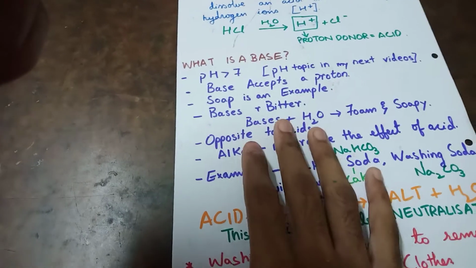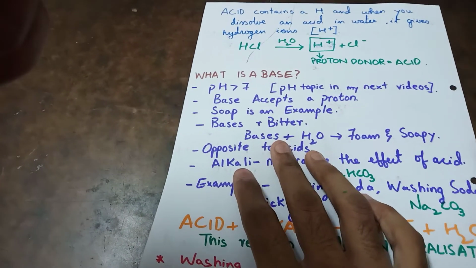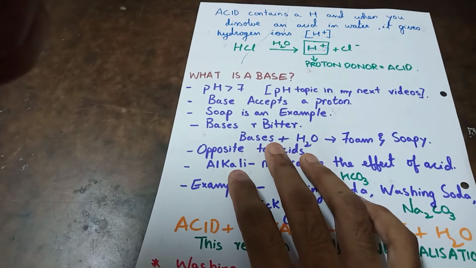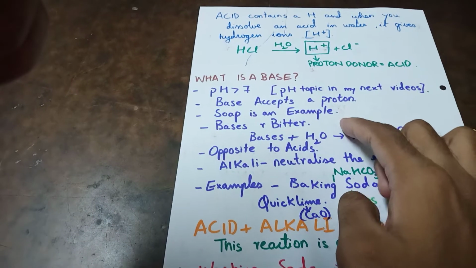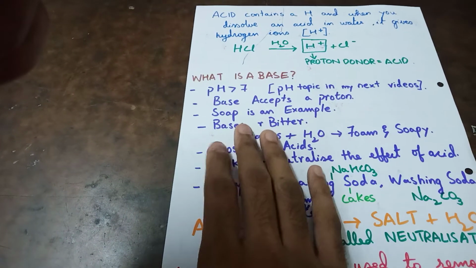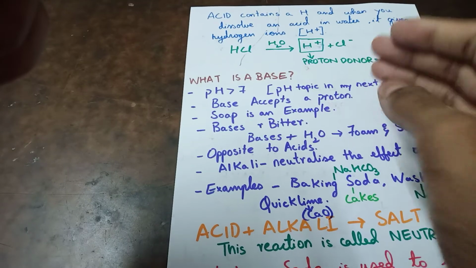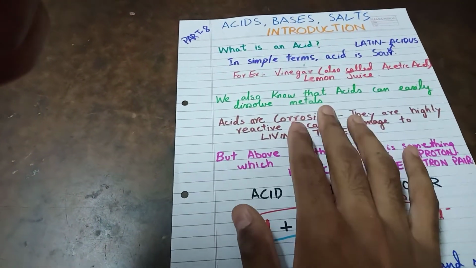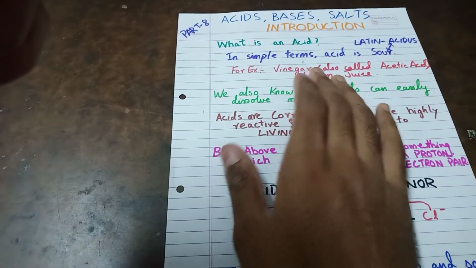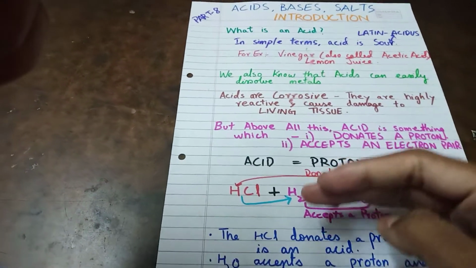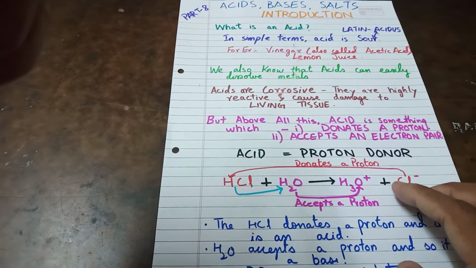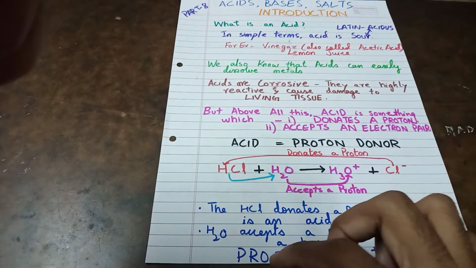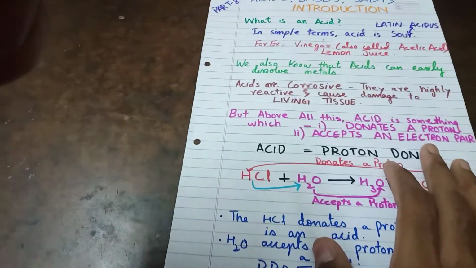So by this video you must have understood what an acid is, what a base is, whether HCl is an acid or a base, what happens when we react water with an acid, and what happens when we react water with a base, and what a proton donor and a proton acceptor are. You also learned that acids are corrosive, the examples of acids, and what acid and base each do in a reaction, and that proton is nothing but H plus. This is just an introduction video.